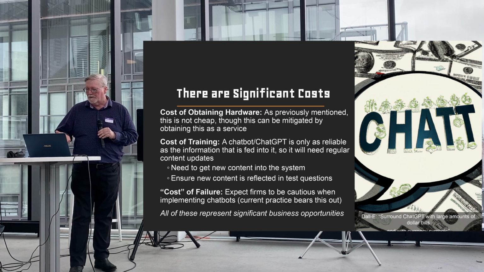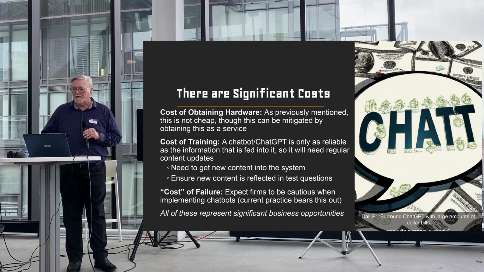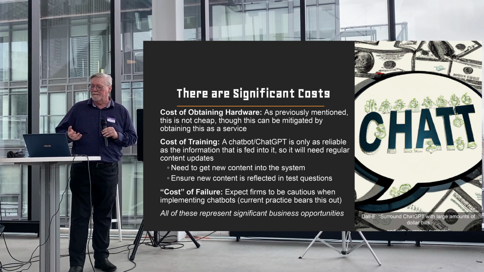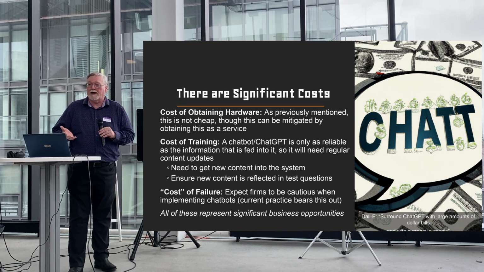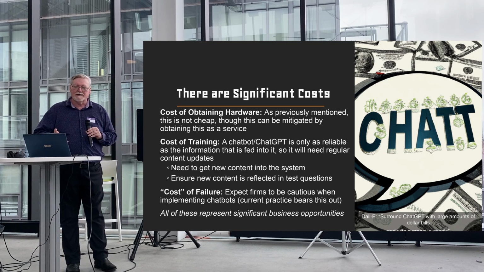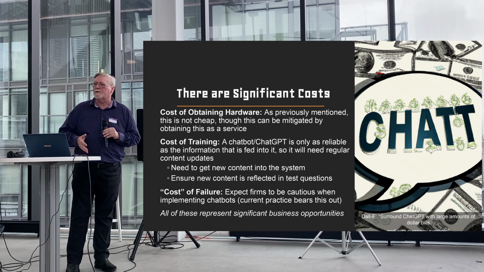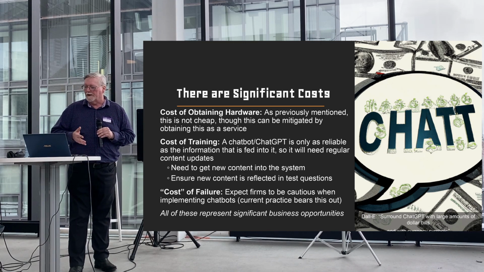And then this is more on the opportunity cost of things, the cost of failure. You have to expect firms to be very cautious when implementing things like chatbots, and current practice for the past 5 or so years has really borne this out. Companies are certainly keen on the technology, but at the moment it is part of a larger spectrum of communication, a media that is open to customer services. So it's not the sole voice; it is one of many.